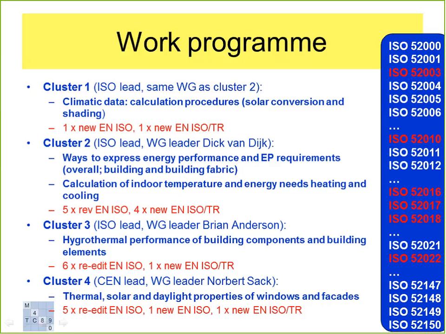And cluster 3 is on hygrothermal performance of building components and building elements, so mainly thermal resistance and U value and so on of roofs, walls, floor, windows, and so on. Then cluster 4 deals with the thermal, solar, and daylight properties of windows and facades. And at the right hand of this slide, you see a number of ISO numbers. In the ISO Joint Working Group, we created a systematic list of ISO numbers to be prepared for the future, for the collaboration between CEN and ISO. So all the standards which are now more or less new will already get these new ISO numbers, and you see the red ones here, which are now being reserved for the work we are doing at this moment.